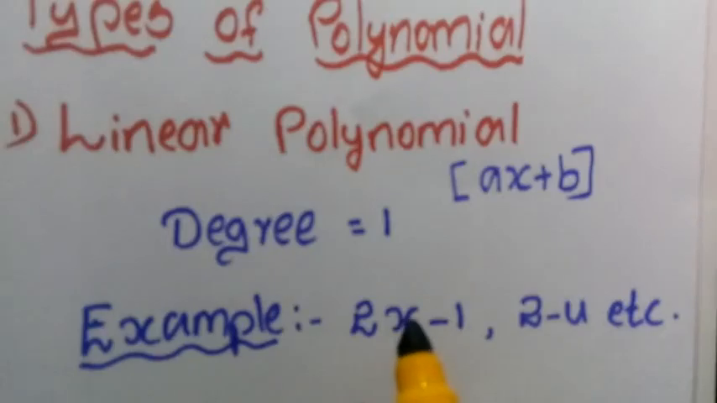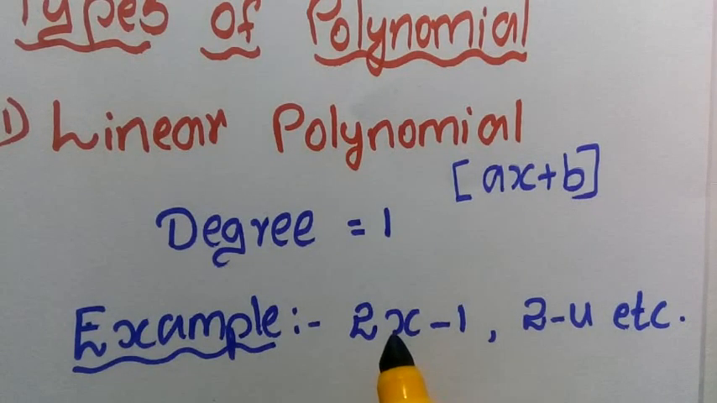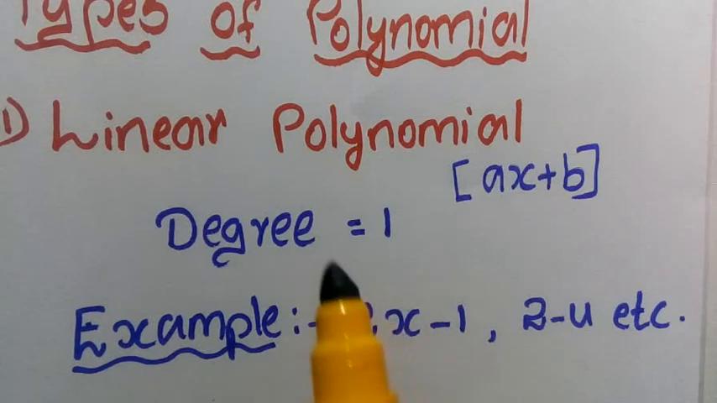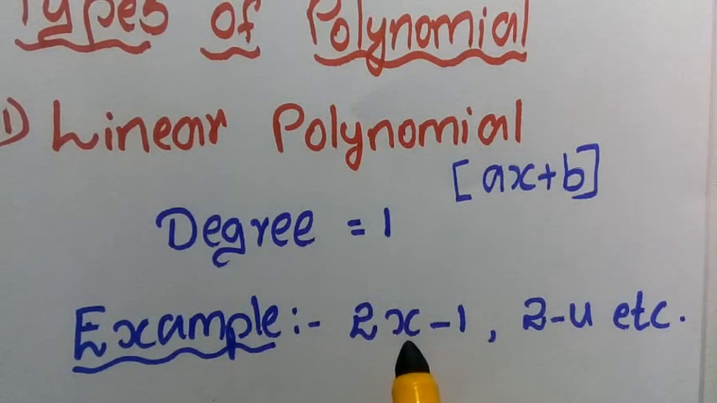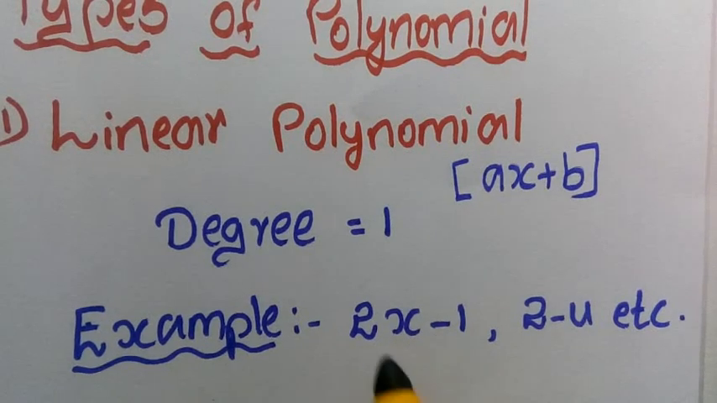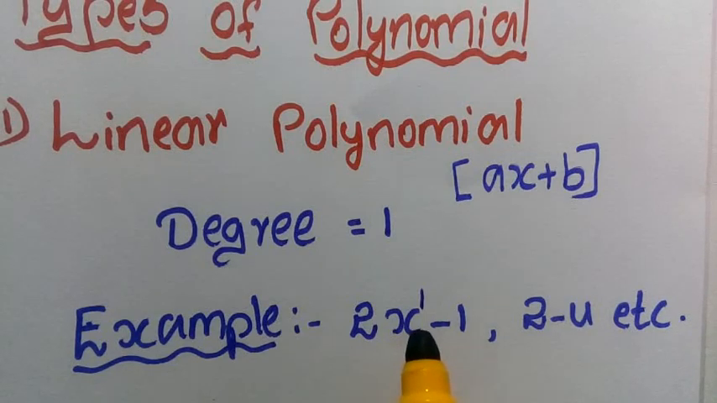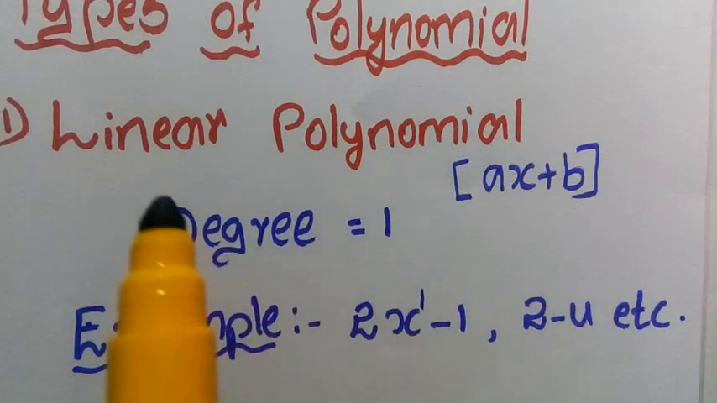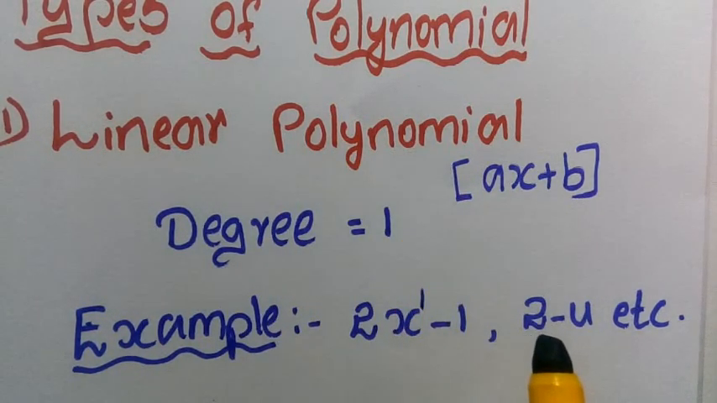Example, 2x minus 1. In 2x minus 1, the variable is x. We already discussed the highest power of the variable is called the degree. Here we have x. If x is simply given, it means its power is 1. So in 2x minus 1, the highest power is 1, that is, the degree is 1. So 2x minus 1 is a linear polynomial. 2 minus u is also a linear polynomial because the highest power of the variable u is 1, etc.